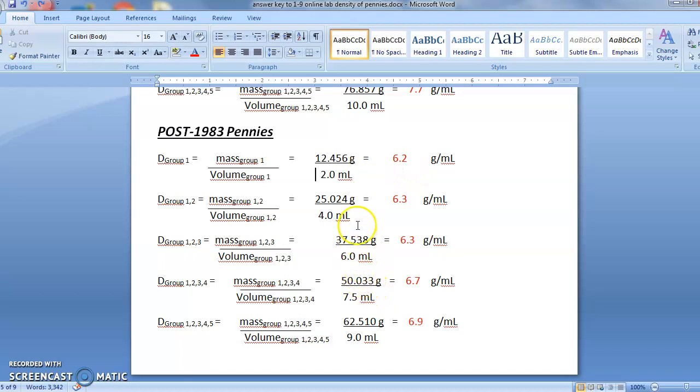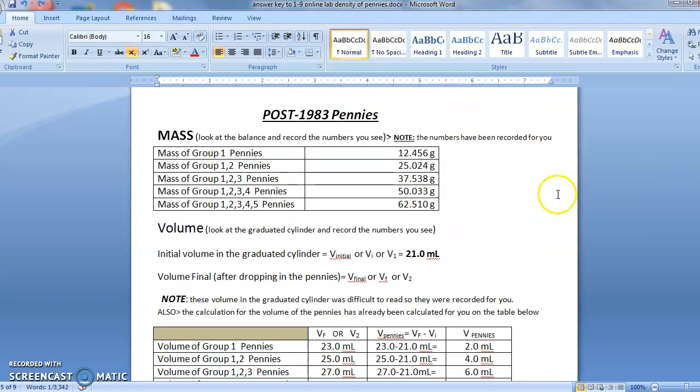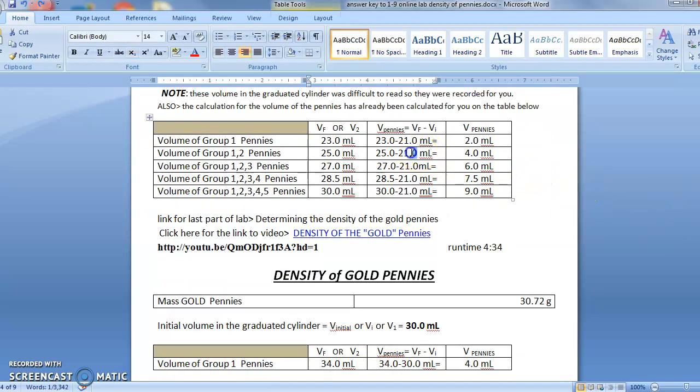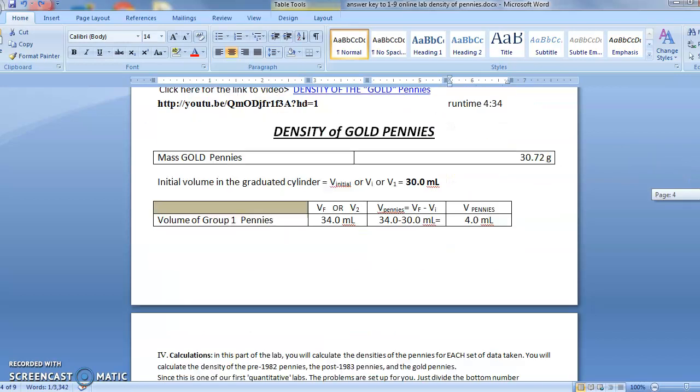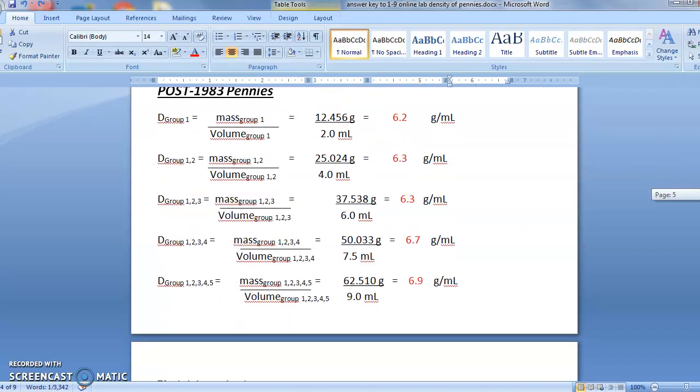We continued on and did the same thing for the rest of these calculations. They started with one group of pennies and then they added a second group. The mass went from 12.46 up to 25.024, as we see right here. They dropped those pennies in the graduated cylinder. The water started at 21. It went up to about 25. As mentioned, this was very difficult to read. These numbers could be off by as much as half a milliliter or so. That's a volume change of 4. So we put 4 on the bottom, mass on top, 25.024 divided by 4, that's around 6.3.